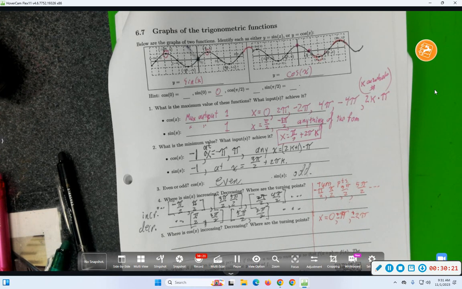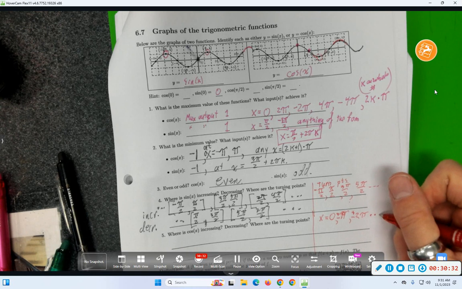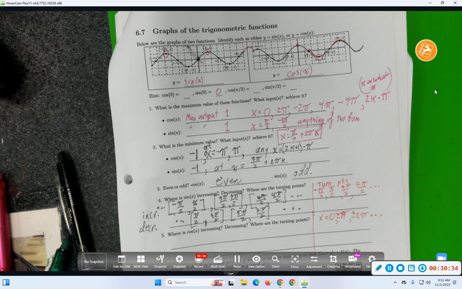And I know there are some not on the graph. Where do you think the next turning point is likely to be based on that pattern? 3 pi? And also negative 3 pi? All right. So I'll put a dot, dot, dot there because the pattern's clear. Groovy. We feeling all right?